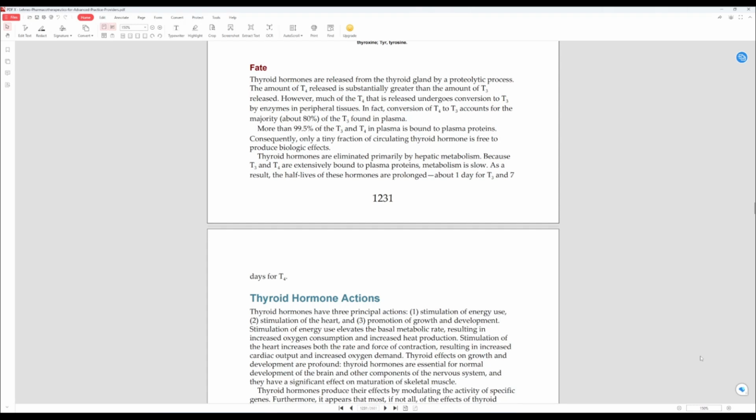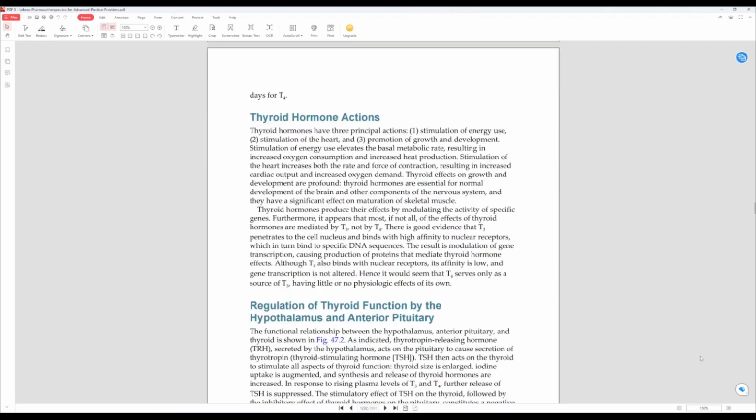More than 99.5% of the T3 and T4 in plasma is bound to plasma proteins. Consequently, only a tiny fraction of circulating thyroid hormone is free to produce biologic effects. Thyroid hormones are eliminated primarily by hepatic metabolism. Because T3 and T4 are extensively bound to plasma proteins, metabolism is slow. As a result, the half-life of these hormones is prolonged, about 1 day for T3 and 7 days for T4.